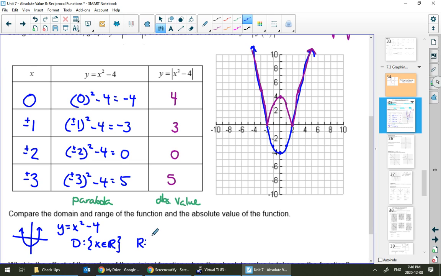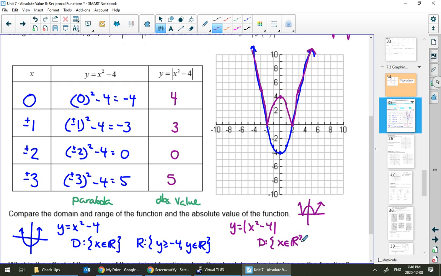And our range for that function is y is greater than or equal to -4, and y is an element of the reals. Now taking a look at our absolute value function, we have y equals the absolute value of x squared minus 4. Again, our graph had that W shape. Our domain is still x is an element of the reals.